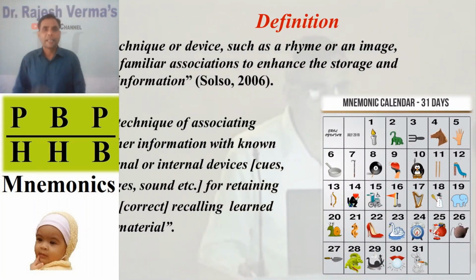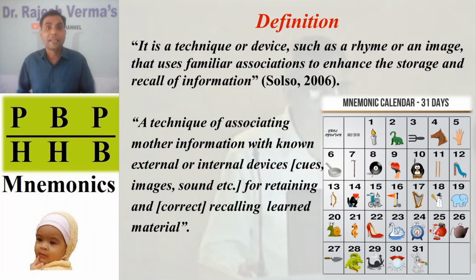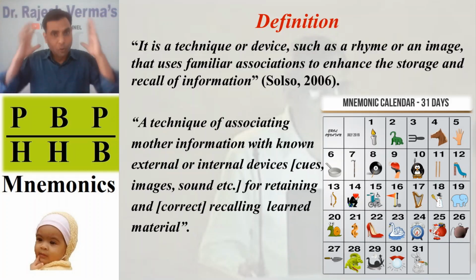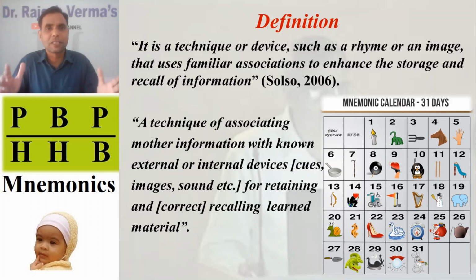Now let us move to the next. What is the definition? How can we define mnemonics? It's a technique or device. I told you the psychologist always considers it a technique or device, such as a frame or an image that uses familiar associations to enhance the storage and recall of information. That is the point here, that these are aids. You can call it a supporting system that helps in retaining and recalling the memory. It can be in the form of rhymes, images, or some familiar associations. And the only purpose of mnemonics is to enhance and improve our memory, that is, storage and recalling of information.